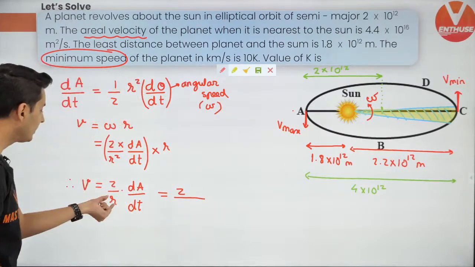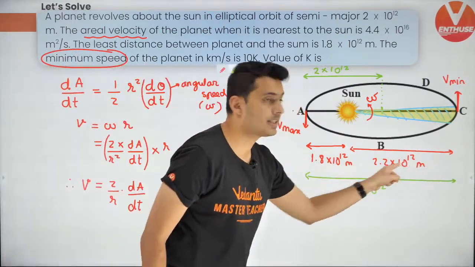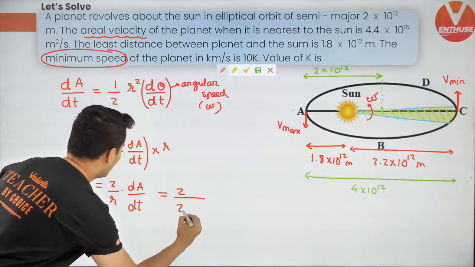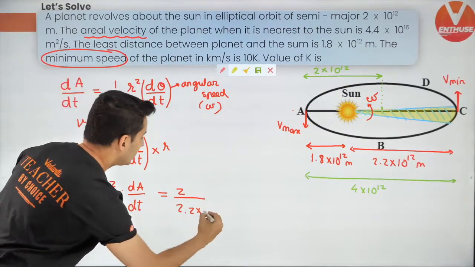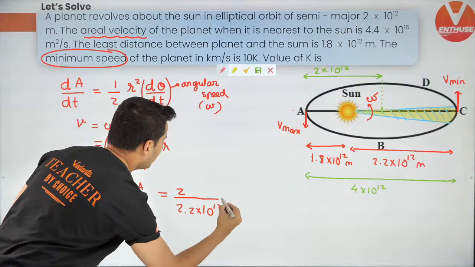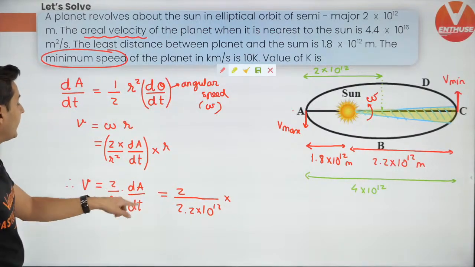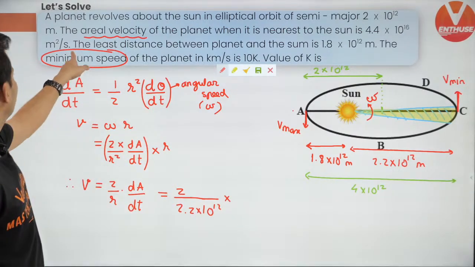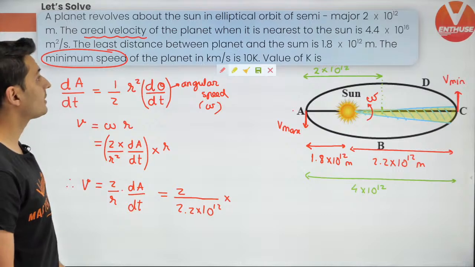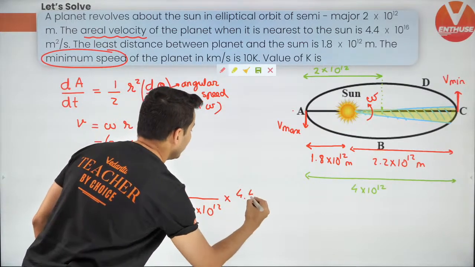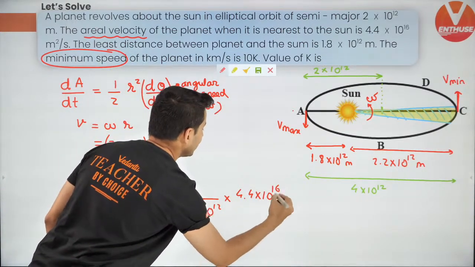2 divided by this r, which will be this distance. What is that? 2.2 into 10 to the power 12, multiplied by areal velocity. What is the areal velocity given? The areal velocity is 4.4 into 10 to the power 16.